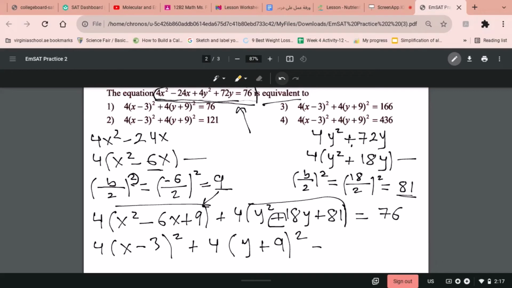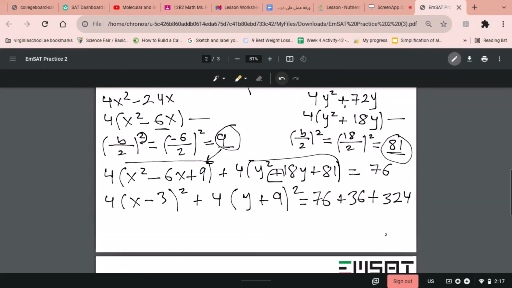I will show it now. It should have been added to this step, but I will do it now. Should be equal to 76, and those two values should be added here. But before we add them here, we should multiply the 9 and the 81 by the 4, because the original one was not taking the common factor. Before taking the common factor, it should be 36. 4 times 9 is 36. So plus 36, and the last one 81 times 4, which is 324.